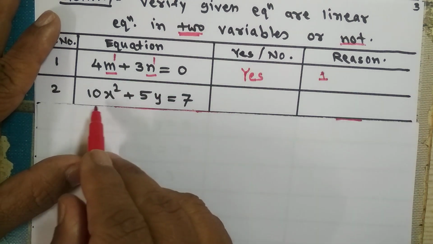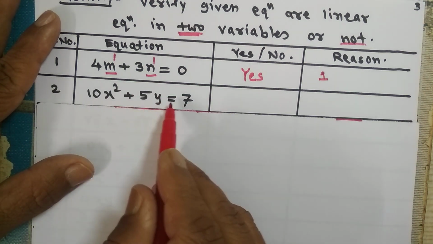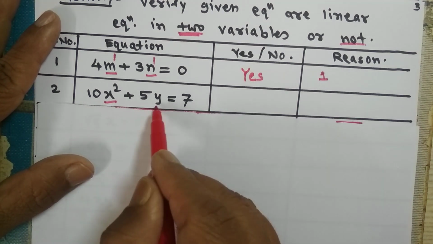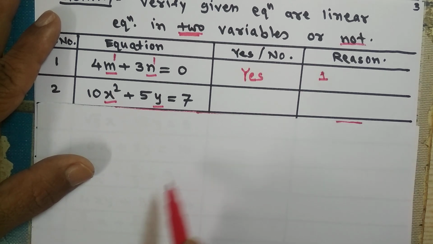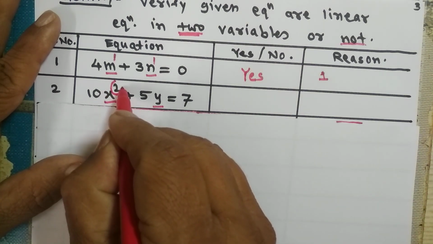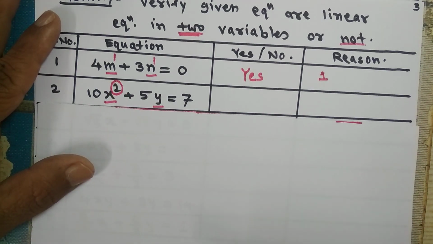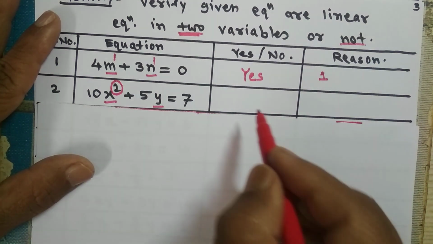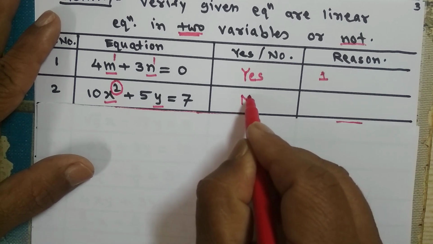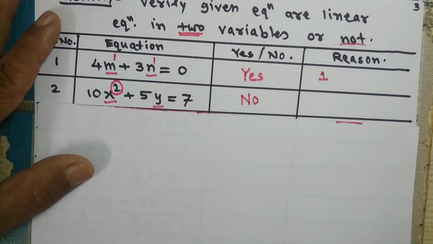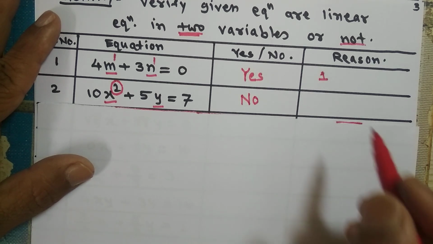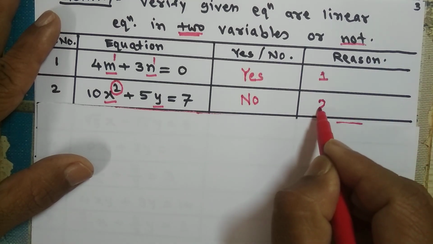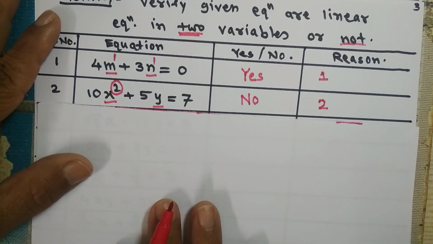Secondly, 10x square plus 5y is equal to 7. In this case, x and y are two variables, but degree of first term, means x square, x is 2. Therefore, this is not a linear equation in two variable because degree of x is here 2.